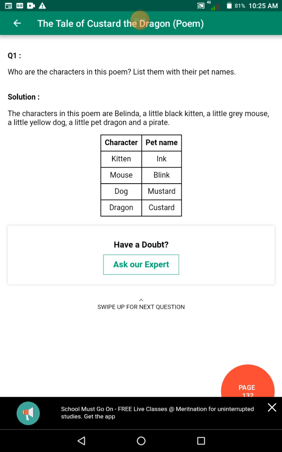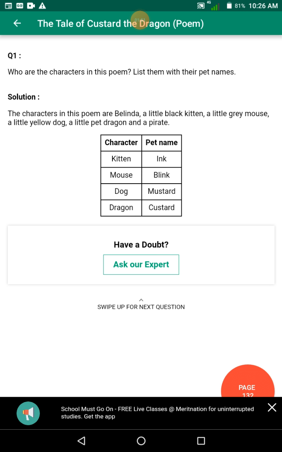Now, the poem is already over. And now we are going into some of the important questions that are expected in the board paper. Who are the characters in the poem? List them with their pet names. Characters, more are there. Pet name, both. Let's see.